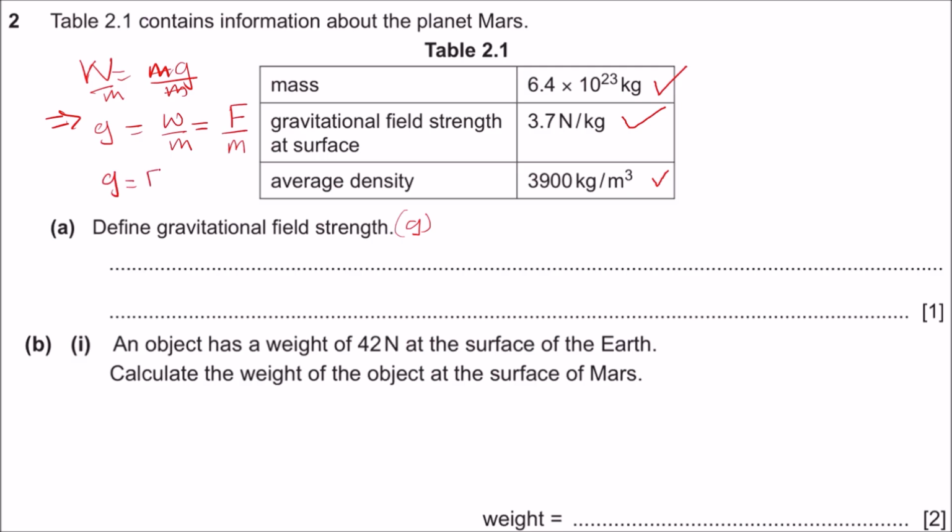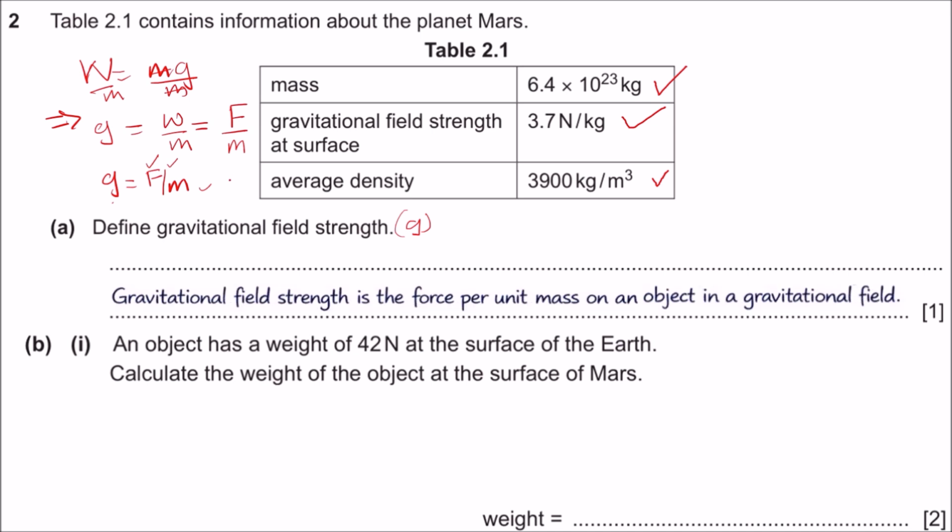Now to define gravitational field strength, we navigate from this mathematical formula. g is equal to force divided by mass, and we put this expression in words, which says gravitational field strength is the force per unit mass in a gravitational field. So the expected answer was: gravitational field strength is the force per unit mass on an object in a gravitational field. With this, you earn your mark.